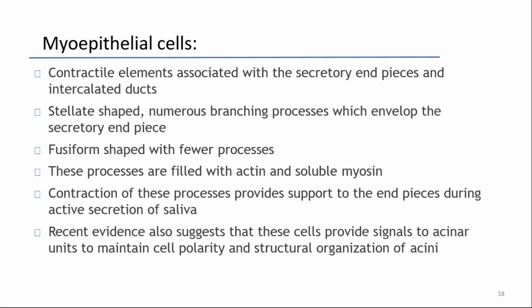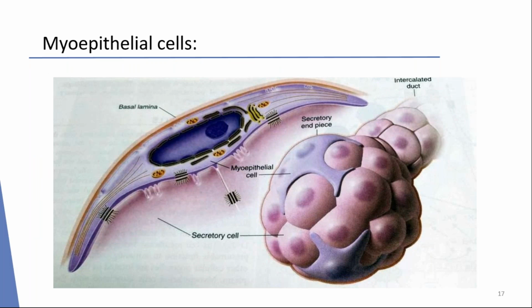I'm not going into detail about these cells and their origins. Just keep in mind the different types of cells that you can come across in a salivary gland, that are secretory cells and myoepithelial cells.